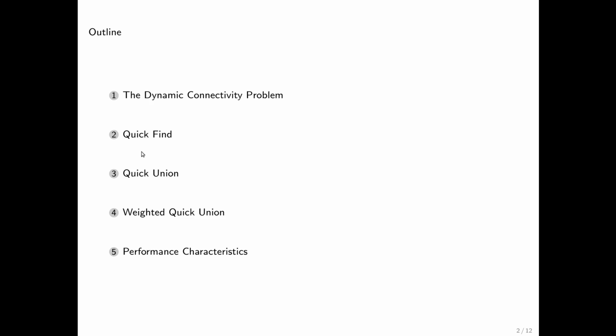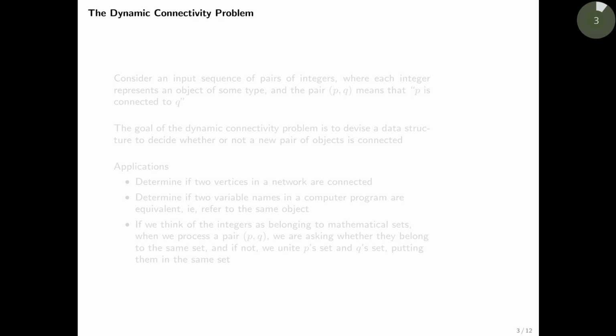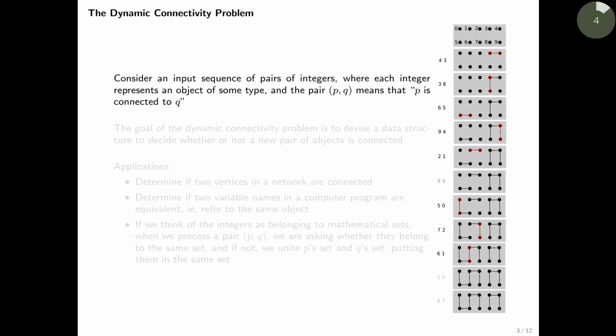The first implementation is called quick find. The second is called the quick union, and the third is called the weighted quick union implementation. And then finally we will discuss the performance characteristics of the three implementations of the union-find API. So let's first start with the dynamic connectivity problem.